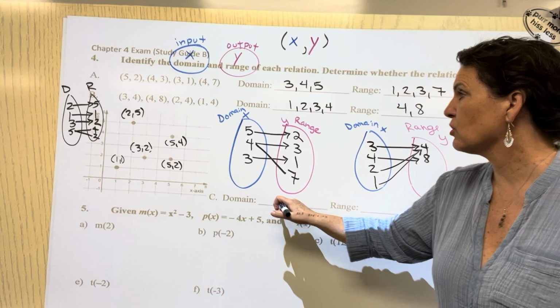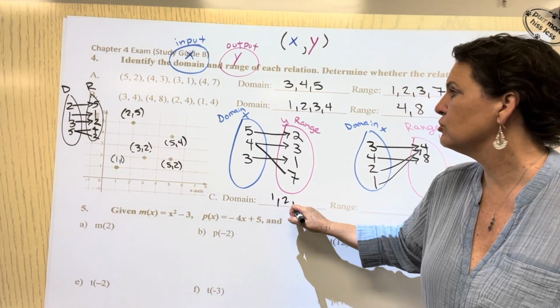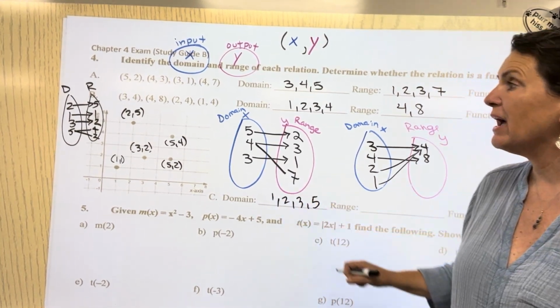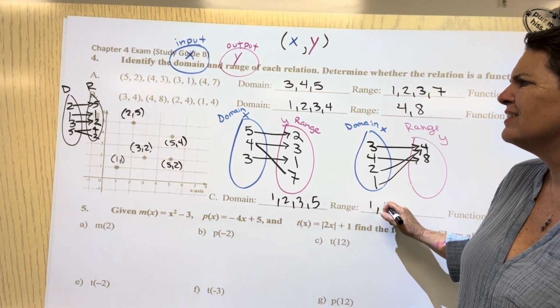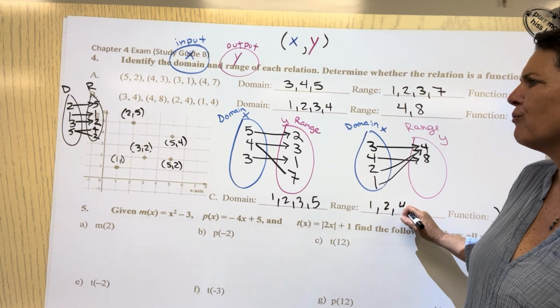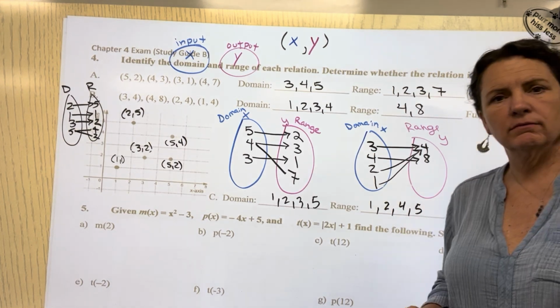And our inputs, our domains are 1, 2, 3, and 5. And our ranges are gonna be 1, 2, 4, and 5. How'd you all do?